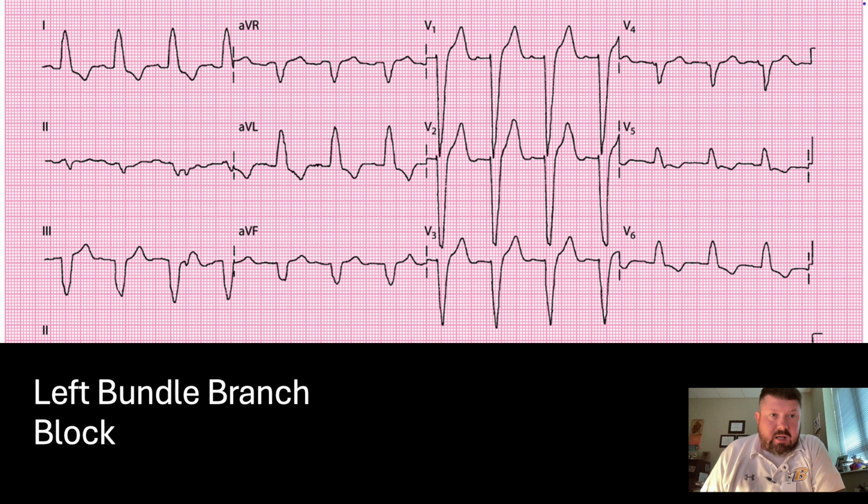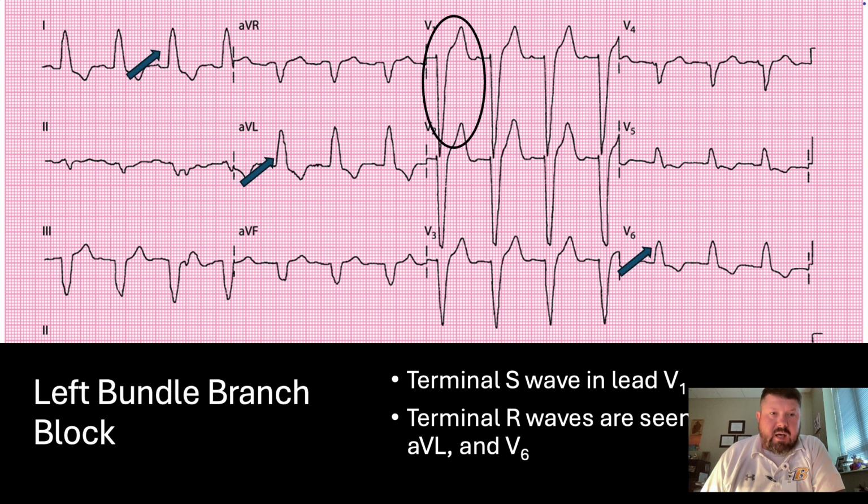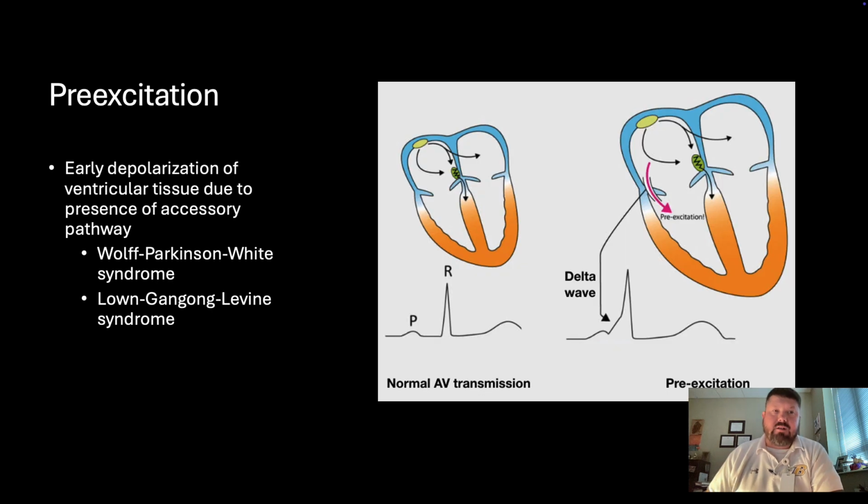With a left bundle branch block, what you see is going to be a wide QRS, but then you see your terminal R waves. So they're ugly. But then I've got this deep S wave here that does the W. So I've got a terminal S wave in V1. I've got my terminal R waves in leads 1, AVL, and V6, and naturally we've got the wide QRS, so this would be a left bundle branch block.